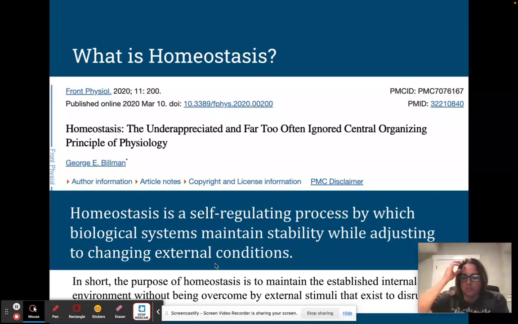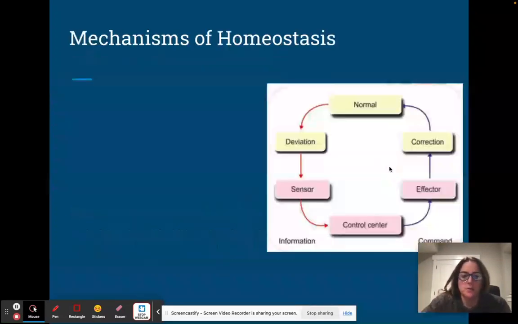Basically, homeostasis is all of the processes that work together to regulate a biological system and help them maintain stability while adjusting to any kind of external stimuli or changes in the external conditions. So, to maintain homeostasis, there's a set of steps that a cell or a system or a tissue will go through in order to achieve homeostasis and to respond to changes in the external environment. So it's going to walk us through this diagram over here on the right.